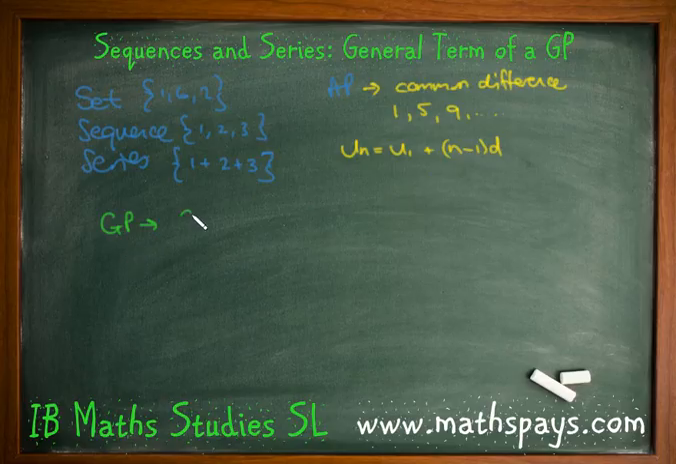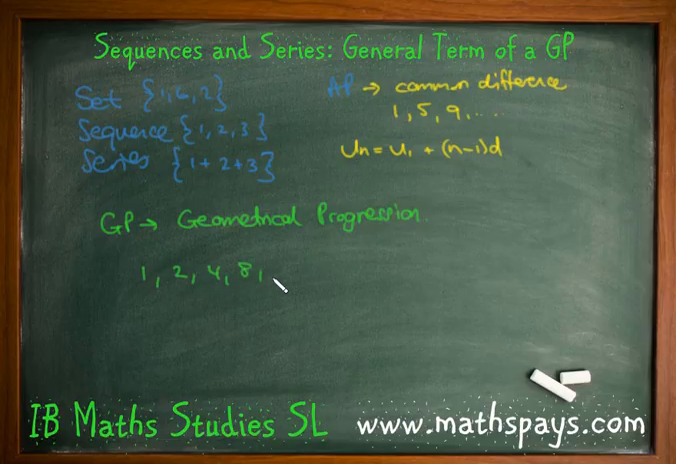So a GP we refer to as a geometrical progression. Or I guess another way we could say that is a non-linear progression. This is linear because it's a common difference, all right? But a geometrical progression, it's non-linear, so it's not having something added together that has a common difference. So 1, let's say 2, 4, 8, 16.